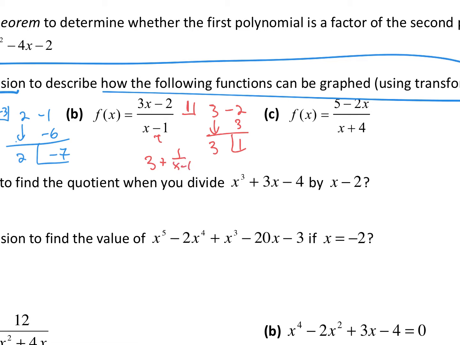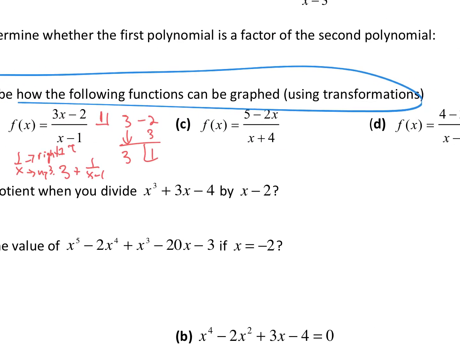This is the same thing as 1 over x, but I do 2 things to it. It is right 1 and up 3. Great. C. Same process again.